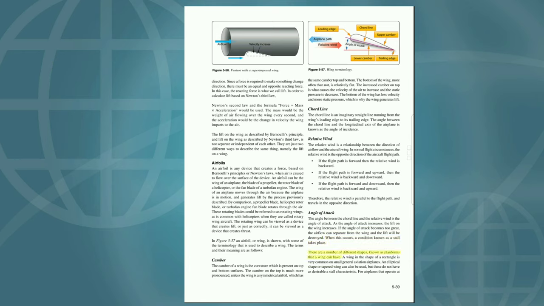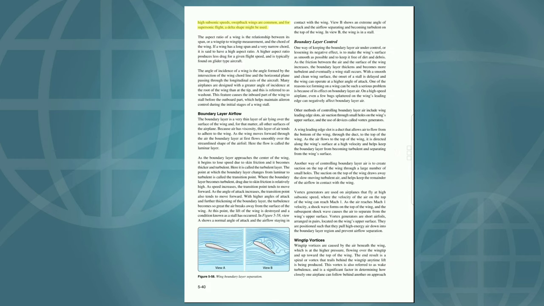There are a number of different shapes, known as planforms, that a wing can have. A wing in the shape of a rectangle is very common on small general aviation airplanes. An elliptical shape or tapered wing can also be used, but these do not have as desirable a stall characteristic for airplanes that operate at high subsonic speeds. Swept-back wings are common, and for supersonic flight, a delta shape might be used.